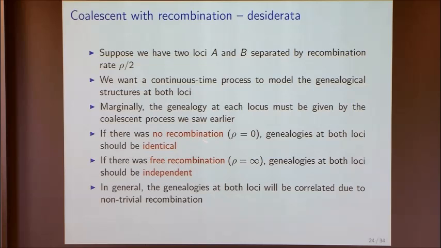So you can take the extreme cases. If there was no recombination between these two positions, the genealogies at both positions should be identical because these two positions are inherited together as a unit. On the other hand, if there was free recombination, so these two positions were completely uncorrelated, then you expect the genealogies to be independent. And in general, the genealogies of these two positions will have some non-trivial correlation because the recombination rate is something finite between 0 and infinity for two positions located on the same chromosome.